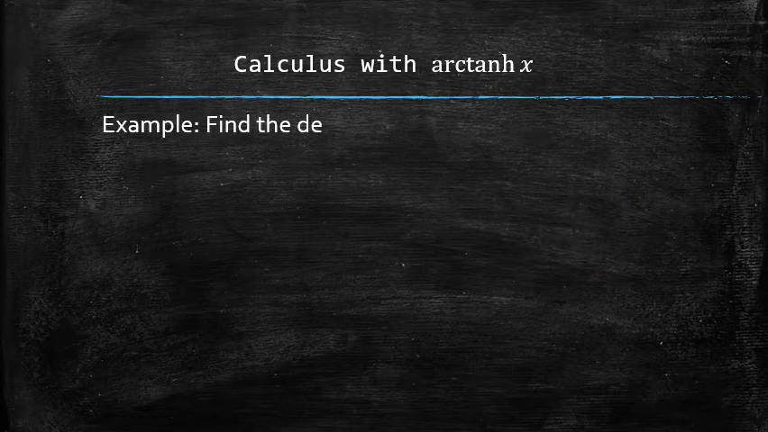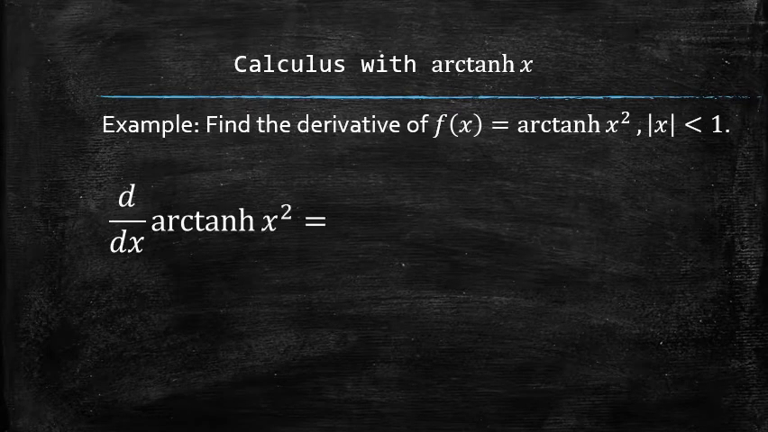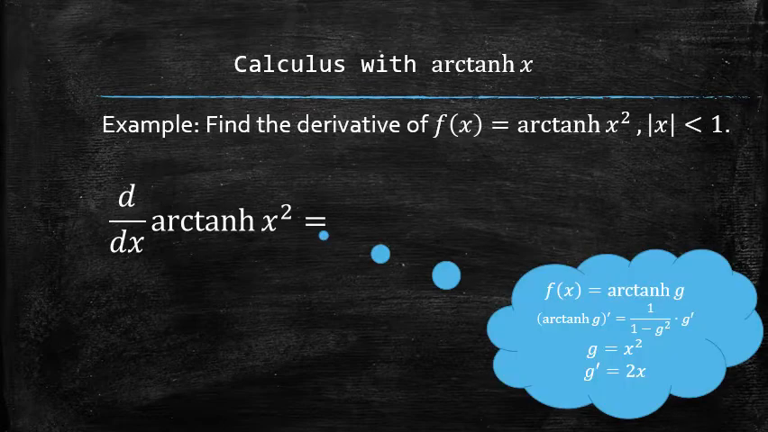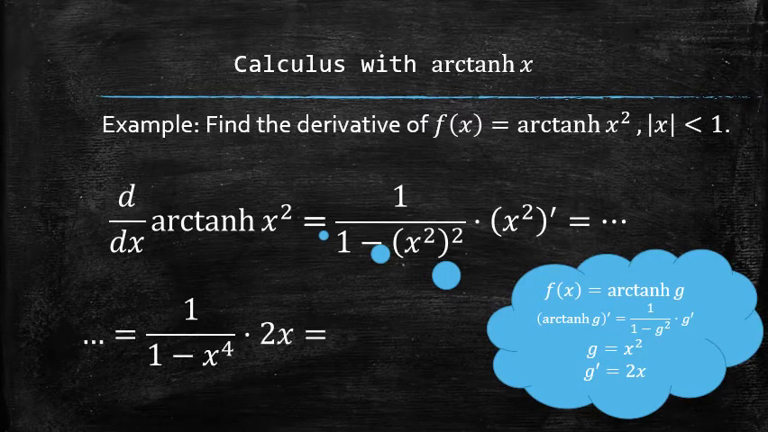Let's, for example, find the derivative of the following function. We start the process by recognizing that we have to find the derivative of a composition of the hyperbolic arctangent function applied to the square function, which is equal to the following expression, in which we know how to find all the components. We get the final answer after plugging everything in and simplifying.